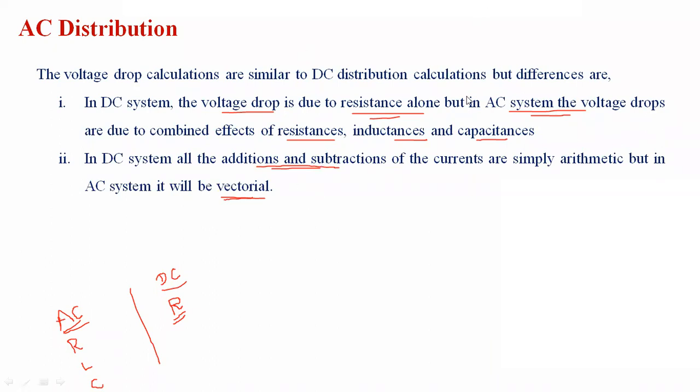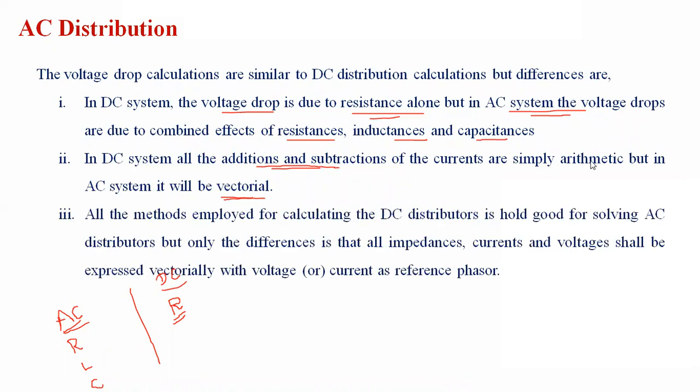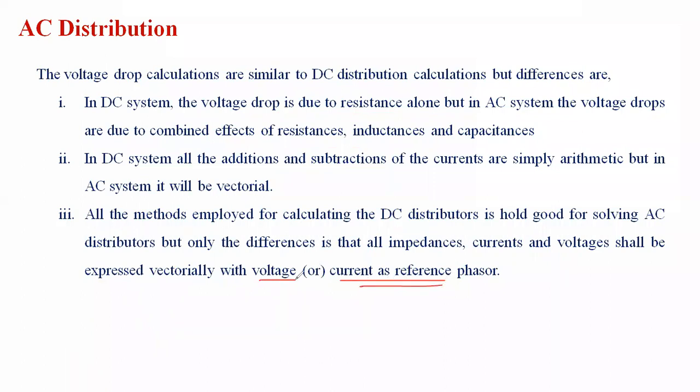But in the DC system, it is with the help of addition and subtraction. And compared to the DC system, the AC system is good, because the major difference is that impedances, current and voltage can be represented in terms of vectorial representation or the phasor diagram. Here you can take the reference as the voltage or current. In the DC distribution system, the current can be calculated simply, but in the AC system, we find the current with the help of impedance, that is represented as Z equal to R plus j XL.